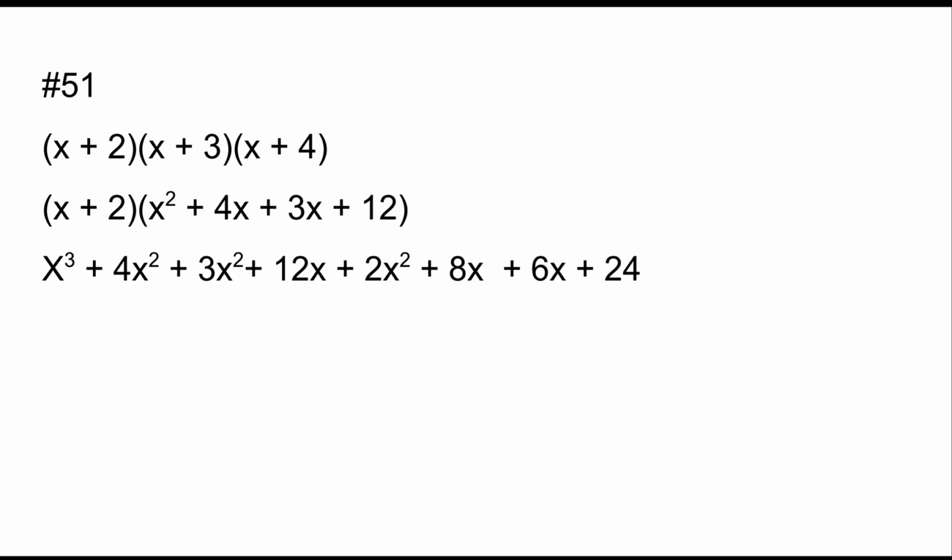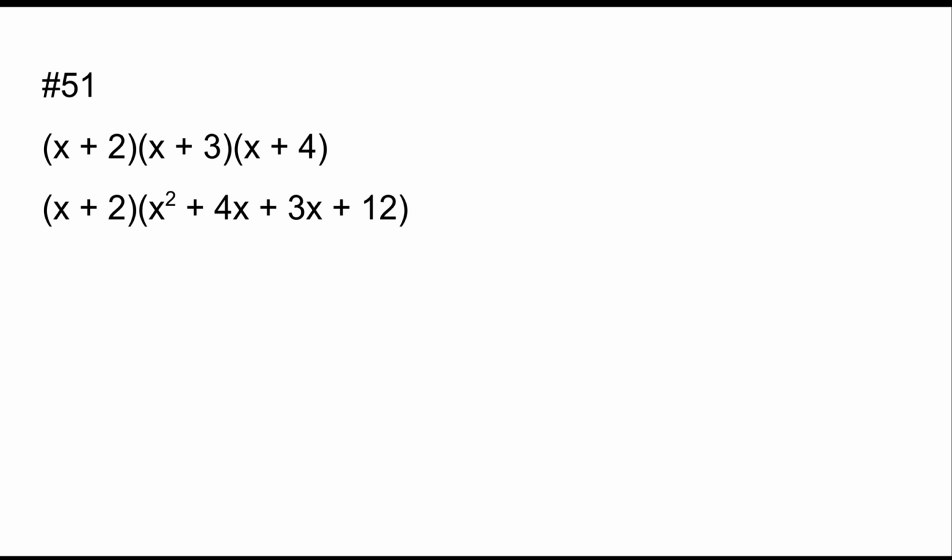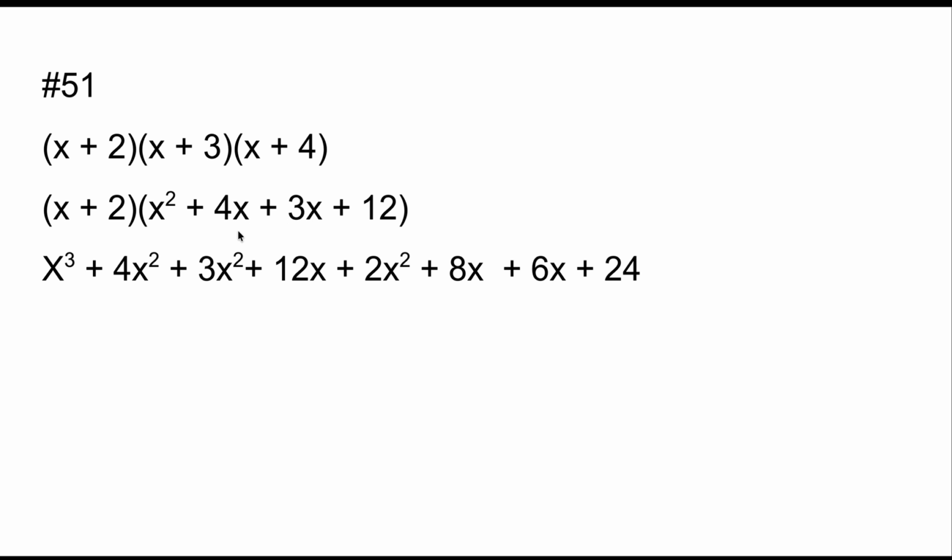Let's see. Oh, looks like I did something fun here. So instead of combining my like terms, I multiplied this times all of them. But we should combine the like terms, or you can do it this way. Either way will work. So we have x times x squared, which is x cubed.